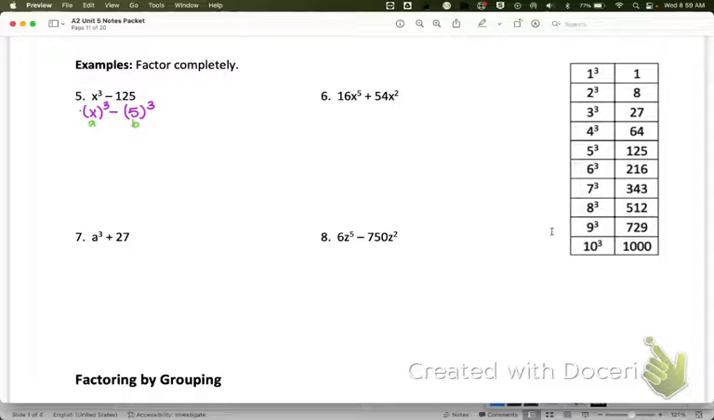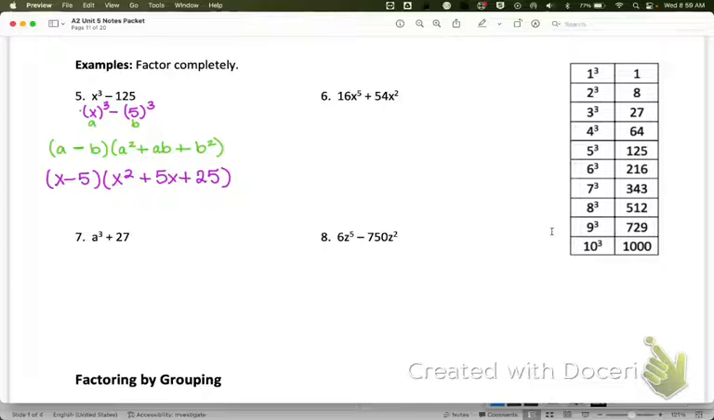Now let's write out the rule. This is how I build it every time. It's always A and B in the first factor, A squared, AB, B squared in the second factor. And then we do our signs. SOAP, same sign minus, opposite sign plus, always positive plus. So there we have it. Now we're just going to plug in x for the a's and 5 for the b's. So I get x minus 5 times x squared plus 5x plus 5 squared, which is 25.